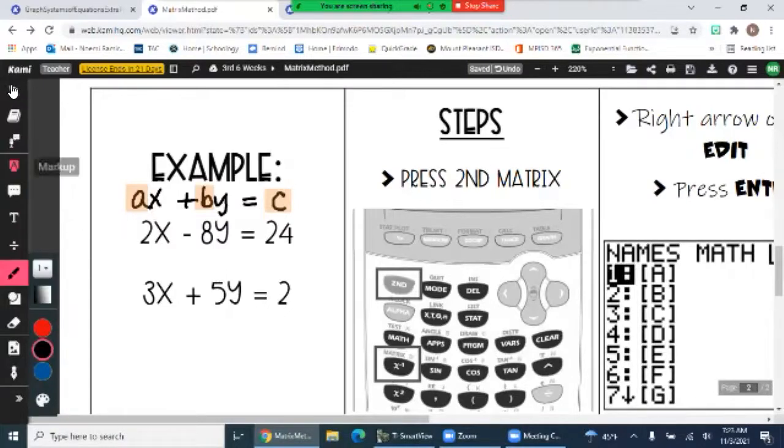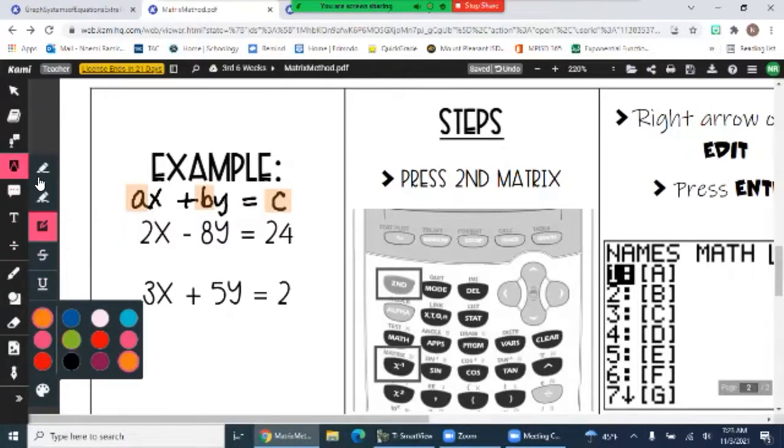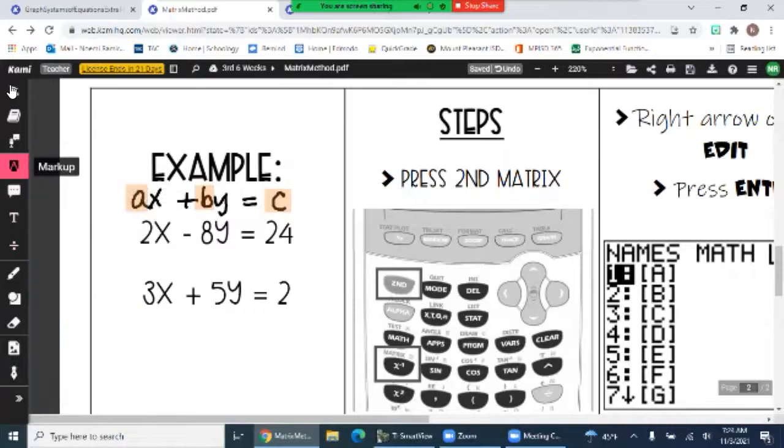So the only numbers that we're going to be typing into the calculator are 2, -8, and 24, 3, 5, and 2. Any minus sign, yes, you're going to treat it as a negative symbol.